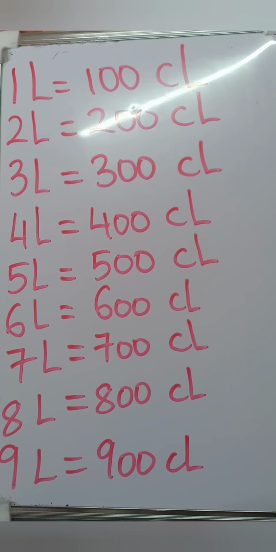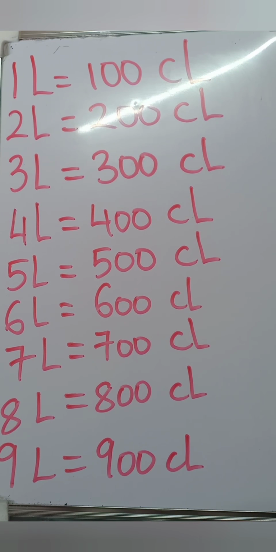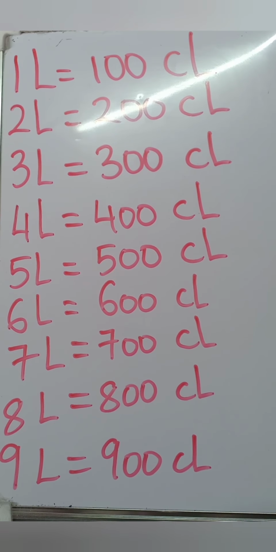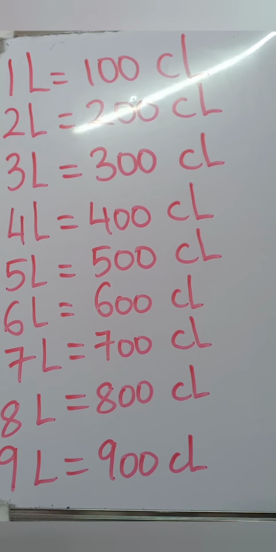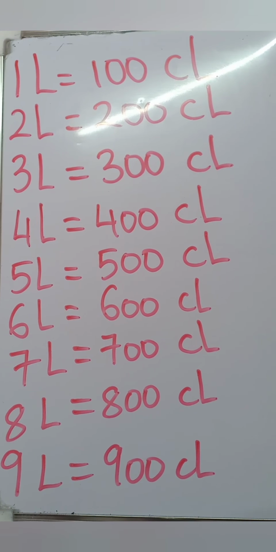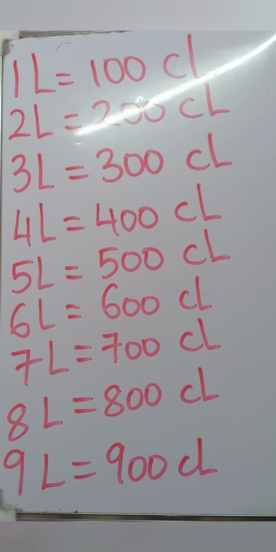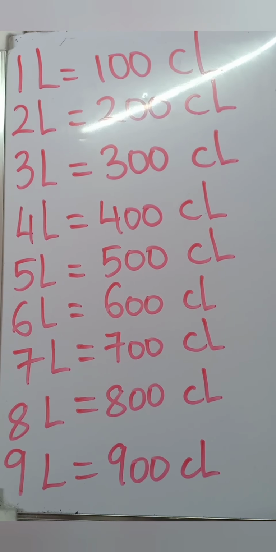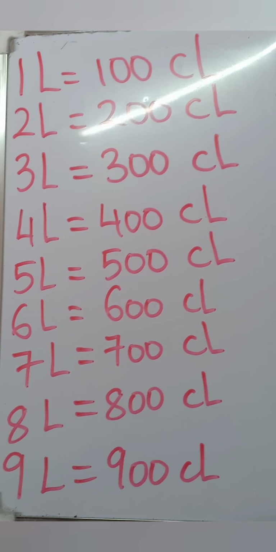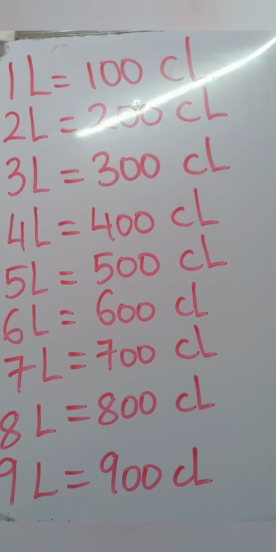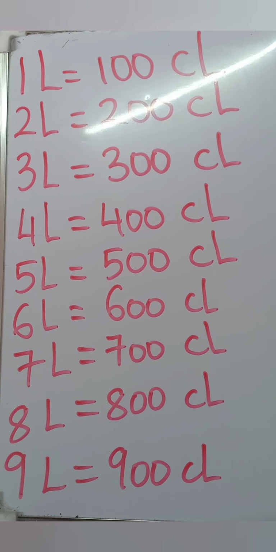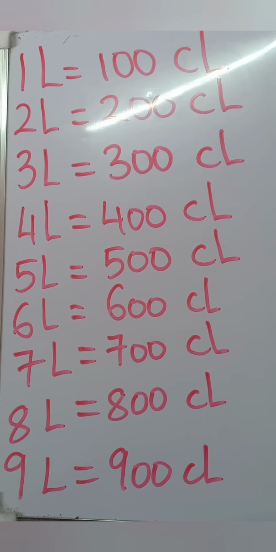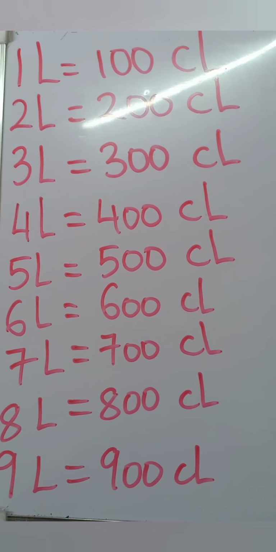1 liter is equal to 100 centiliters. If 1 liter is 100 centiliters, then 2 liters is 200 centiliters. 3 liters is equal to 300 centiliters. 4 liters is equal to 400 centiliters. 5 liters is equal to 500 centiliters. 6 liters is equal to 600 centiliters. 7 liters is equal to 700 centiliters. 8 liters is equal to 800 centiliters, and 9 liters is equal to 900 centiliters.